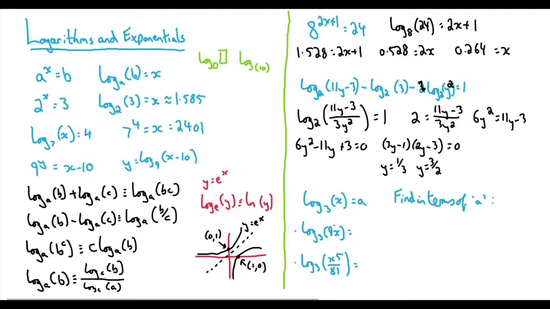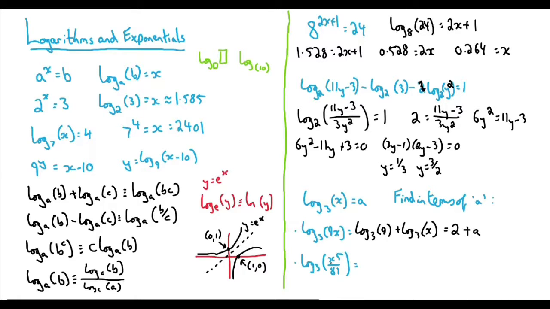Well, here, because these are multiplied inside the bracket, we can use the reverse of this addition rule here to split that into log base 3 of 9, add log base 3 of x. Log base 3 of 9 you could find would equal 2, and then the log base 3 of x we know has a value of a, so it's just 2 add a.